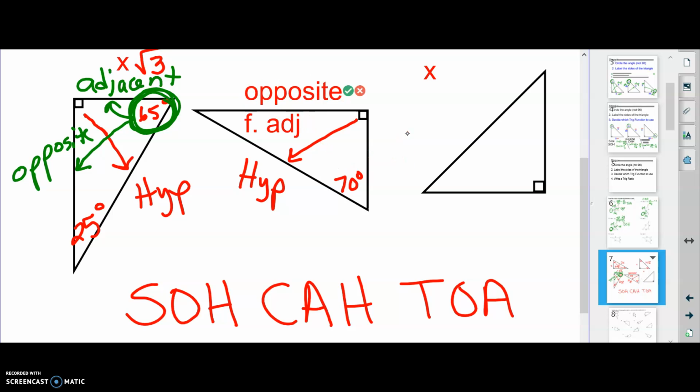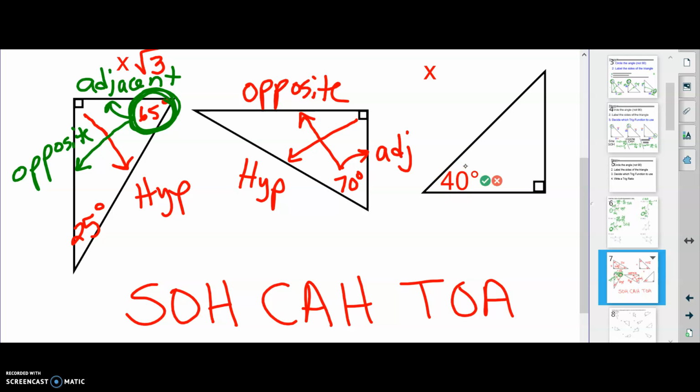Now, writing the ratio. Let's practice writing the ratio. On this third triangle here, let's say that this angle is 40 degrees, and I am trying to find this side over here because I want to find the area of this triangle. I need to know the base and the height. Let's say that I tell you the base is 12.